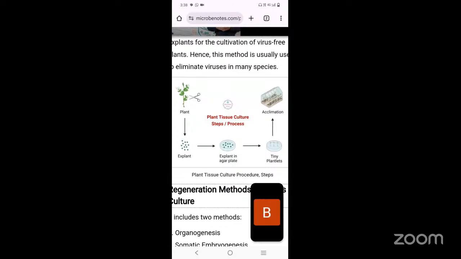Now the disadvantages of plant tissue culture. What are the disadvantages here? It is labor intensive and an expensive process, and another one is that it is vulnerable to many environmental factors.